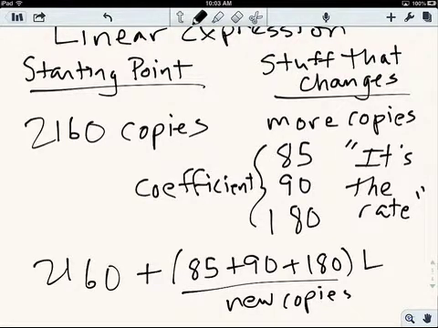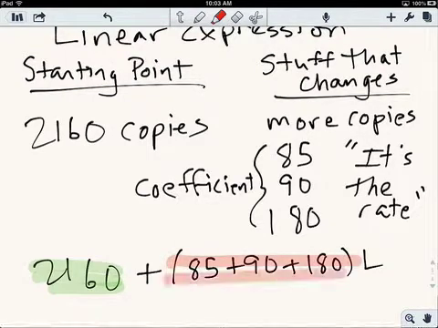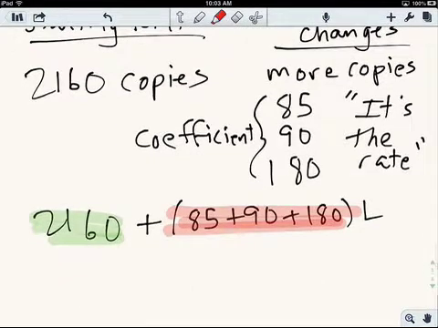And so when we're thinking about the expression for this situation, it's got to tell us what we already have, 2,160 copies. That is highlighted in green here. And then the stuff that we are adding each time is highlighted here. And so we start at 2,160. Every new lesson we add 85 plus 90 plus 180 copies, and we multiply that by the number of lessons to find out the total copies for the whole year.